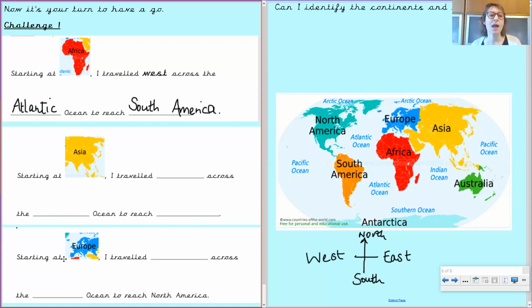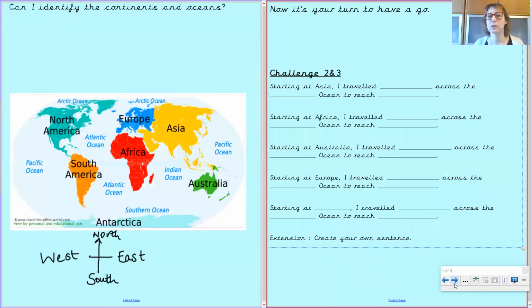Let's try that one again. And the last one, you're going to start at Europe. You're going to travel, where are you going to travel? But you've got to end up in North America. So with this last one, you're starting in Europe and ending up in North America, but the middle one you can choose. Okay, so that's challenge 1. Challenge 2.